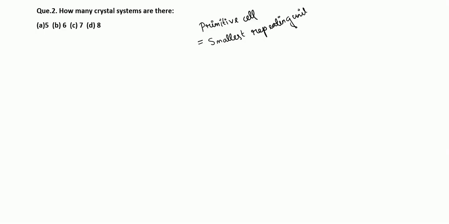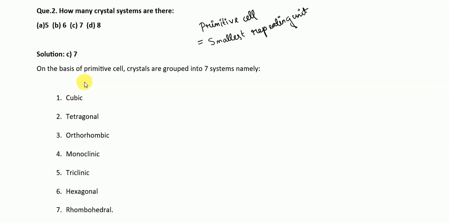So, our correct answer is 7. So, we have 7 distinct crystal systems in solid state physics. So, let's understand them. On the basis of primitive cell, crystals are grouped into 7 systems, namely cubic, tetragonal, orthorhombic, monoclinic, triclinic, hexagonal, and rhombohedral. So, let's understand each of them.